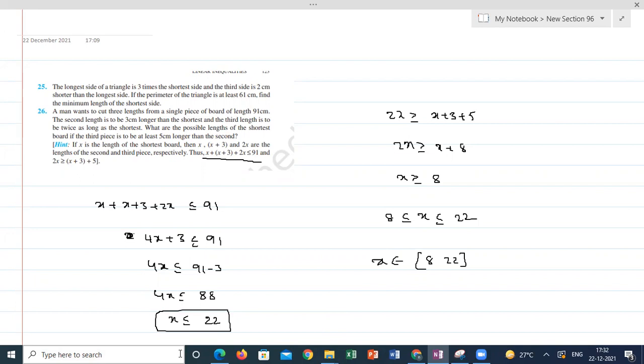If it goes beyond 22, it won't work. If it comes less than 8, it won't work. So there is a limit. You cannot say only that it should be minimum 8. Minimum 8, maximum 22. Like that, you have to conclude the statement. Is it clear? Shall I move to the next question?